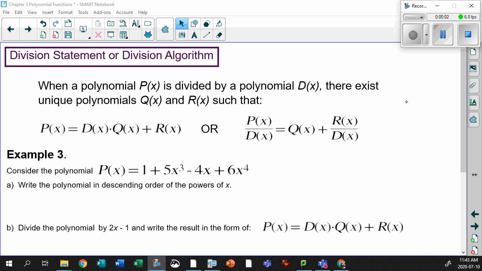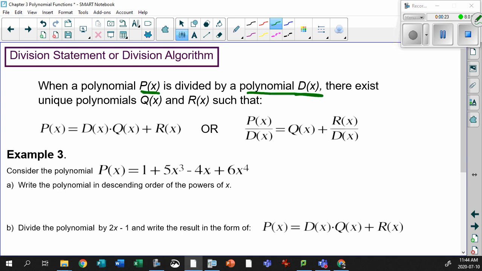So I want to look at this division statement and division algorithm with a little bit more zest, shall we say. Okay? Now, check out this definition. I love mathematics when they start talking in English and they try to sound sophisticated. Watch this. When a polynomial p of x is divided by another polynomial d of x, there exist unique polynomials q of x and r of x, such that... what the heck are you trying to say?